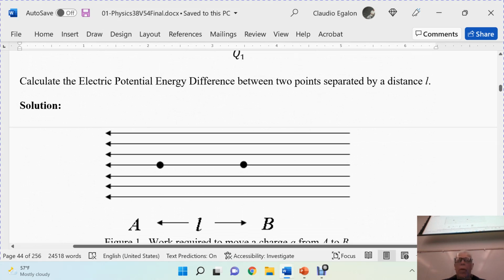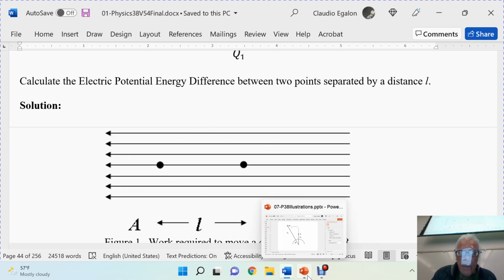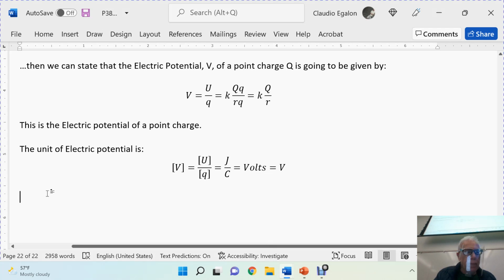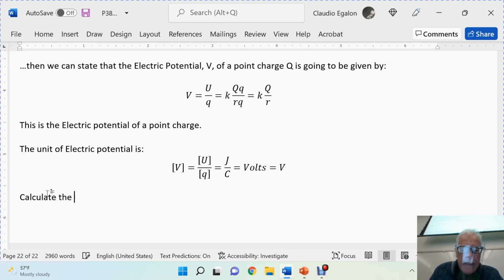Okay, now you can also have electric potential energy differences due to a uniform electric field. Okay, let's do that. What's the electric potential energy difference? And then the electric potential, right, for a uniform electric field. Calculate U for a uniform electric field. Okay.